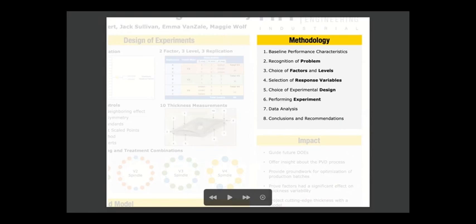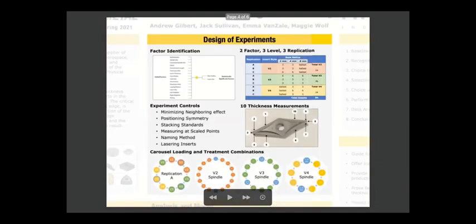To approach our problem, we chose to conduct a DOE and follow the steps as outlined here. After considering many potential factors, we chose to study two product-related factors, the insert size and nose radius, based on insight from our Kennametal team and screening of past data.